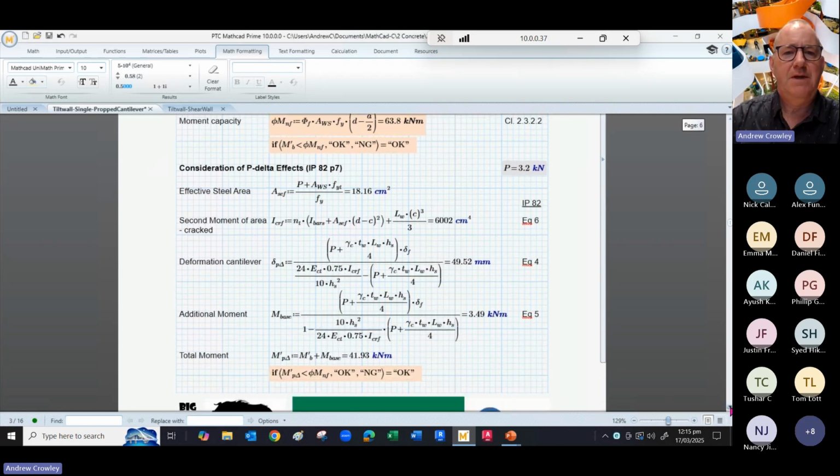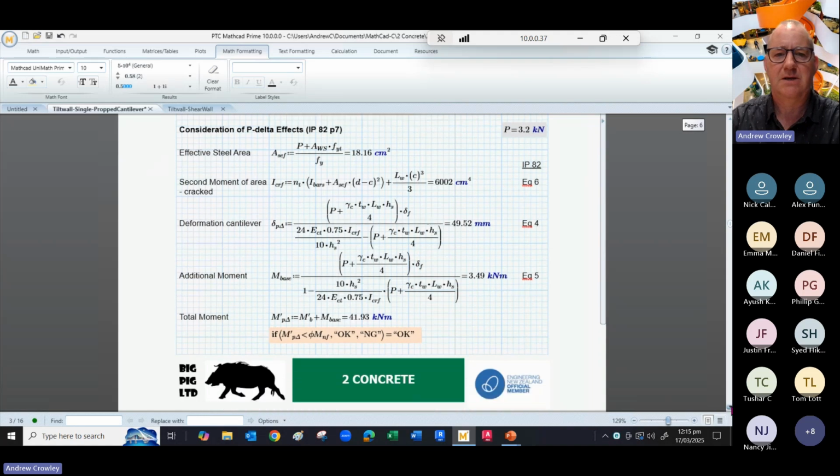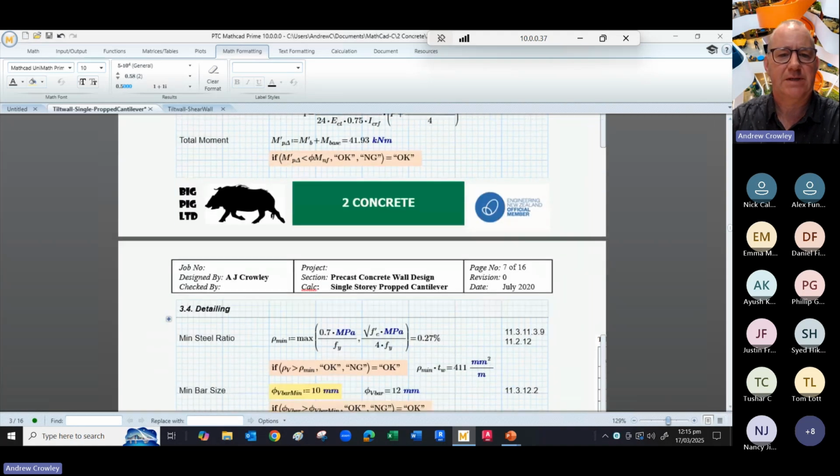Now, IP82 gives some consideration for P delta effect. So this is second order effects. Your wall has moved, so therefore the axial load is eccentric. And there's another formula for the second moment of area for the cracked section, and that's in IP82. And we can use that to calculate the deformation of the cantilever, and that gives rise to the additional moment. So the total moment is now 41.9 kilonewton meters, which is still below the capacity.